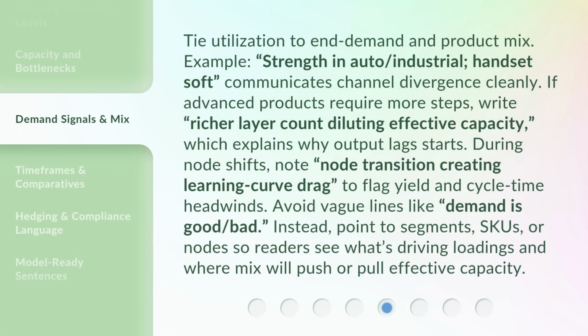Tie utilization to end demand and product mix. Example: "strength in auto/industrial, handset soft" communicates channel divergence cleanly. If advanced products require more steps, write "richer layer count, diluting effective capacity," which explains why output lags starts. During node shifts, note "node transition creating learning curve drag" to flag yield and cycle time headwinds. Avoid vague lines like "demand is good" or "bad." Instead, point to segments, SKUs, or nodes so readers see what's driving loadings and where mix will push or pull effective capacity.